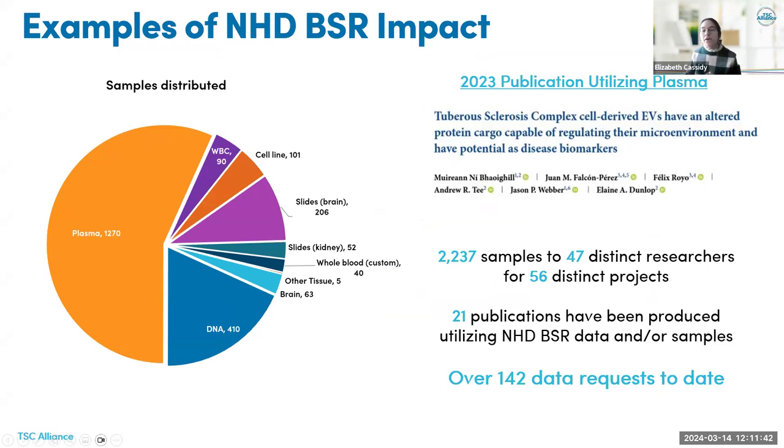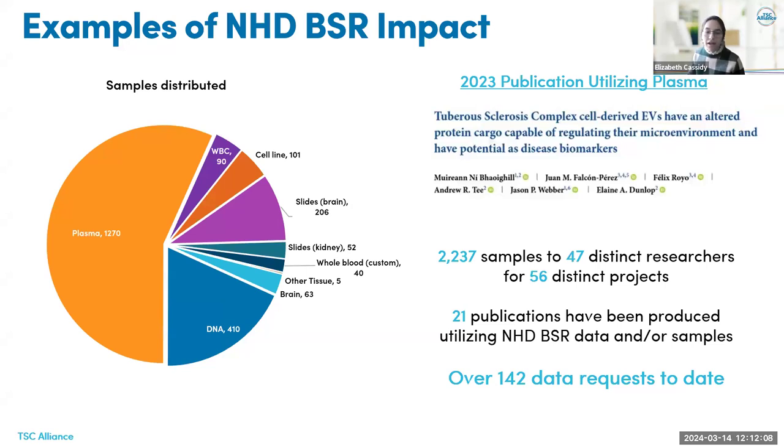Just some examples on how our data and samples have been used. So we have had over 21 publications to date published from researchers utilizing our data in highly regarded peer-reviewed journal articles. And we've distributed portions of over 2,000 samples to 47 distinct researchers for 56 distinct projects all over the world. So from Asia to Europe to here within the US.